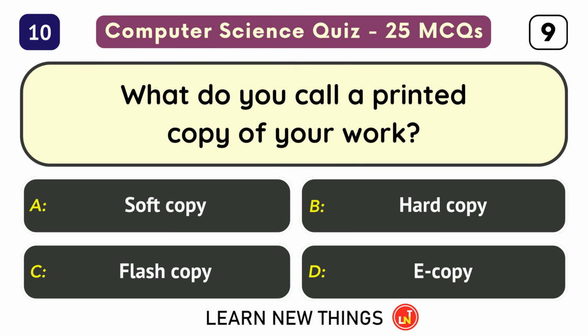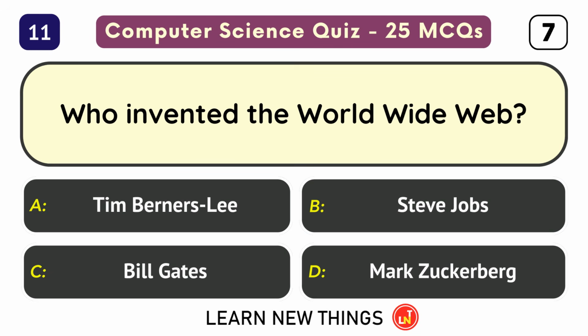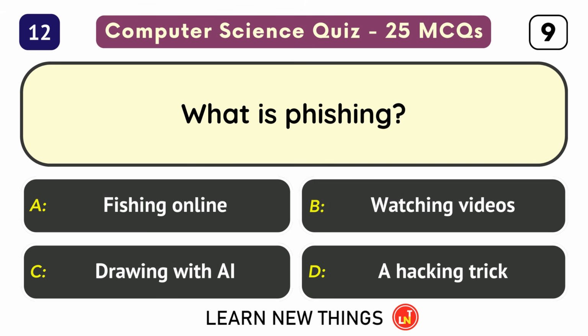What do you call a printed copy of your work? Hard copy. Who invented the World Wide Web? Tim Berners-Lee. What is phishing? A hacking trick.